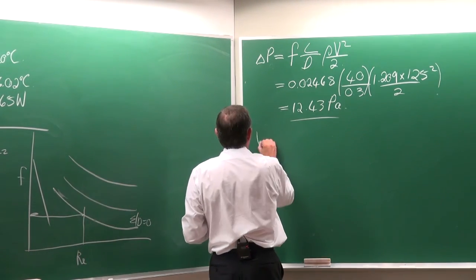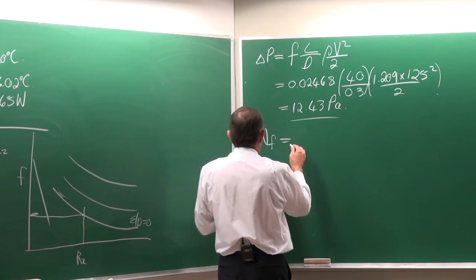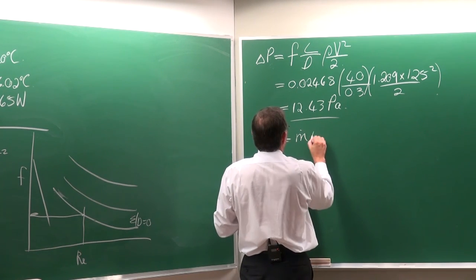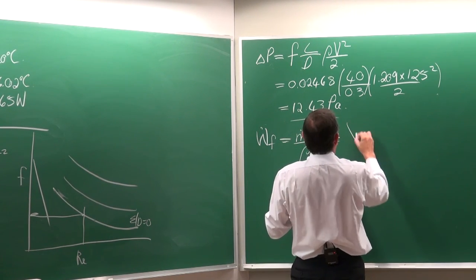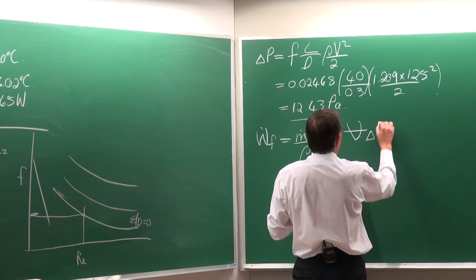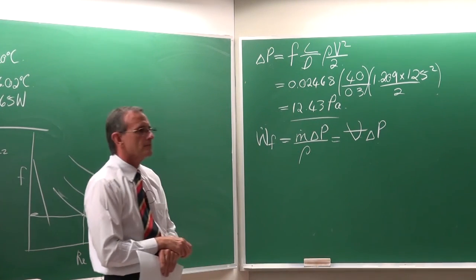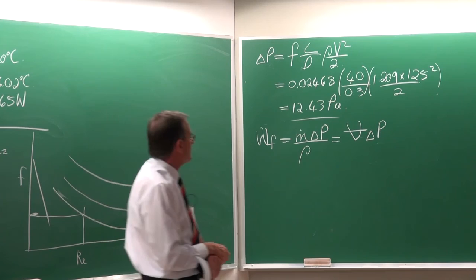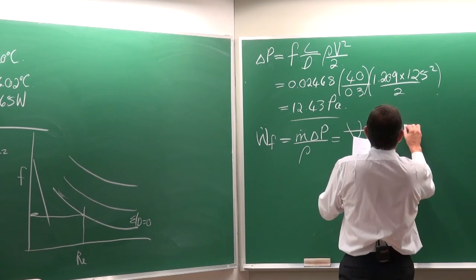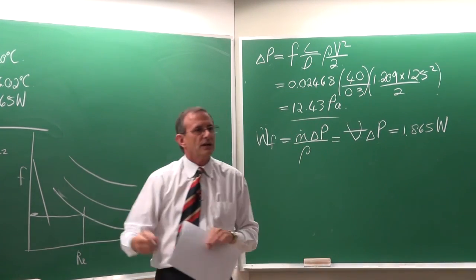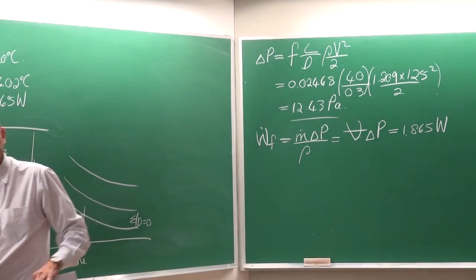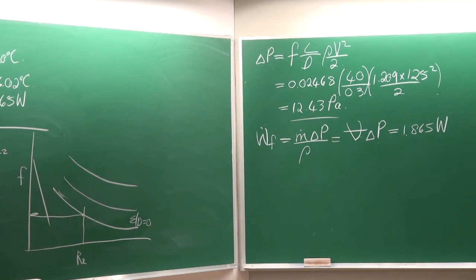Then you can calculate the fan power required. That would be equal to the mass flow rate multiplied by the pressure drop divided by the density, or you can calculate it as the volume flow rate multiplied by the pressure drop. That is equal to 1.865 watts. Take note, that would not be the electricity consumption of the fan. That would be the amount of energy or power that has been transferred to the fluid. You have to take into consideration the efficiency of the fan.